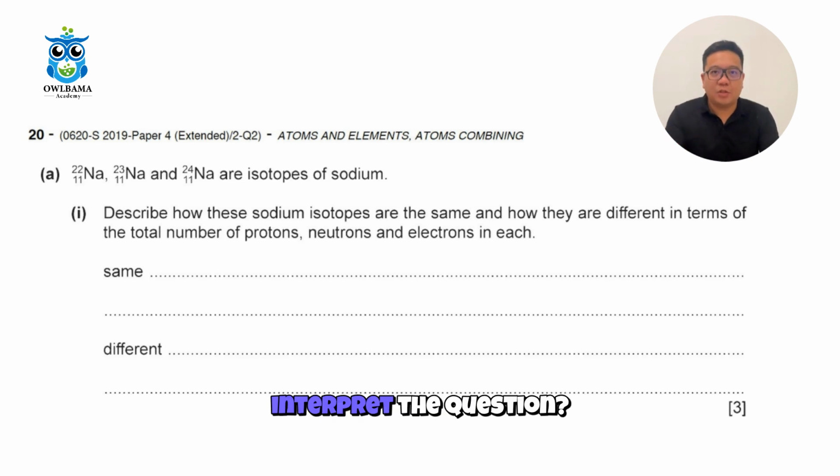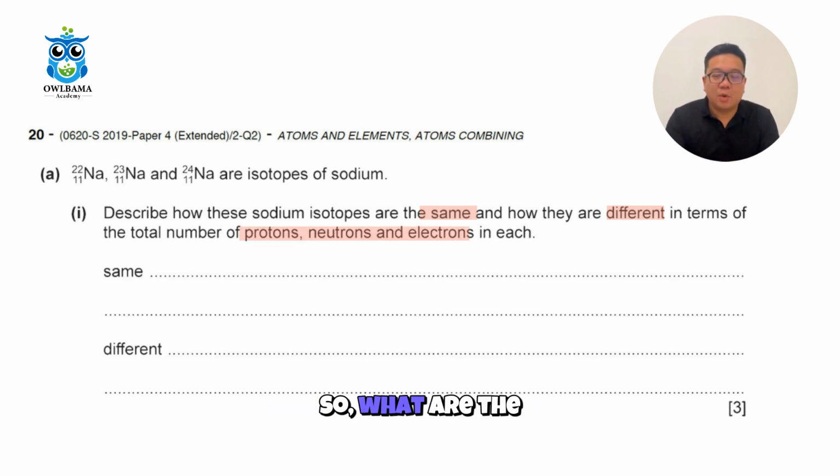Now, how do we interpret the question? The question asks you to describe how sodium isotopes are the same and how they are different. In terms of what? In terms of protons, neutrons, and electrons. So, what are the things that are the same? As mentioned earlier, they have the same number of protons. What are the things that are different? They have different numbers of neutrons.